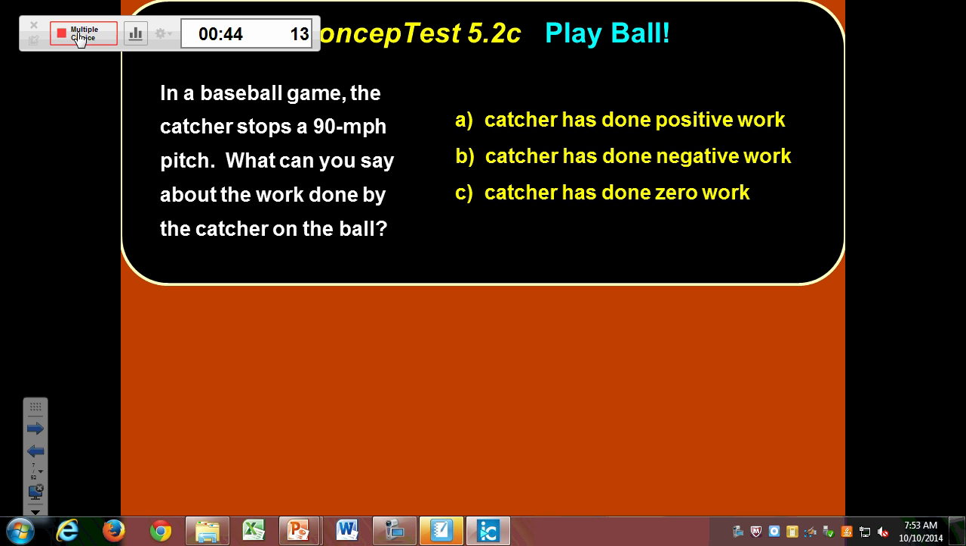Okay, right now we're sort of evenly split between B and C. So think about this. I have this ball. This ball has a certain amount of energy. And over here I have the catcher. There's his mitt. And when he catches that ball, it takes away that energy. What does that mean in terms of work? If I do something to take away energy, what does that mean in terms of work? Y'all are stuck between B and C. Do I do negative work or do I do zero work on the ball?